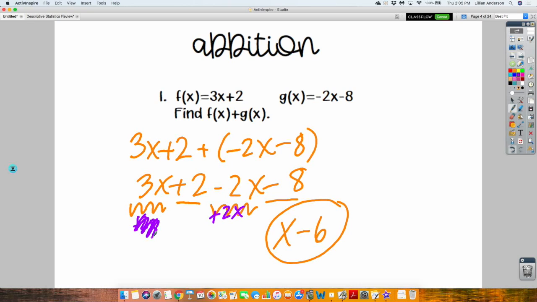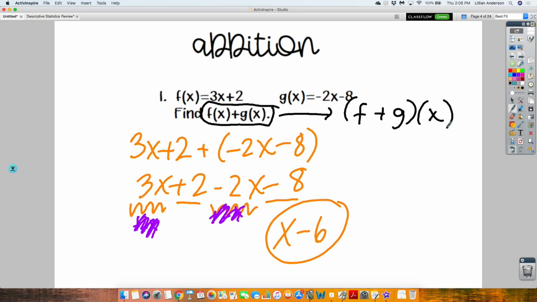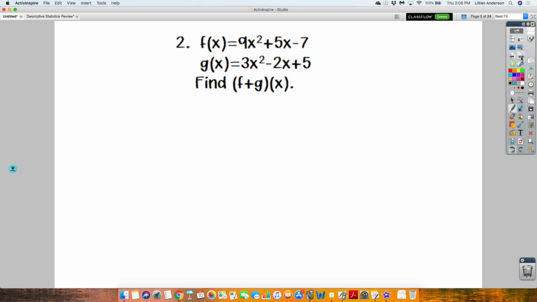The only time where you actually do something like that is if there was an equal sign and you're trying to move your x's to the other side, okay? You're literally just combining like terms. Another way that this could be represented is like so, okay? So these two mean the exact same thing. So don't get confused. You're literally still just adding the two functions together. Yes? Okay.